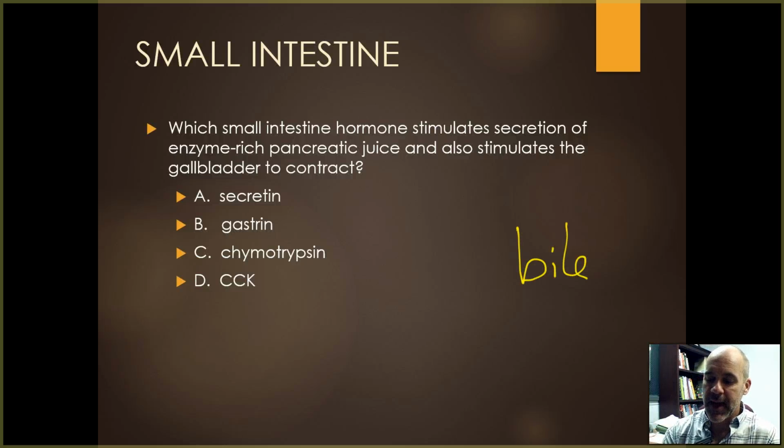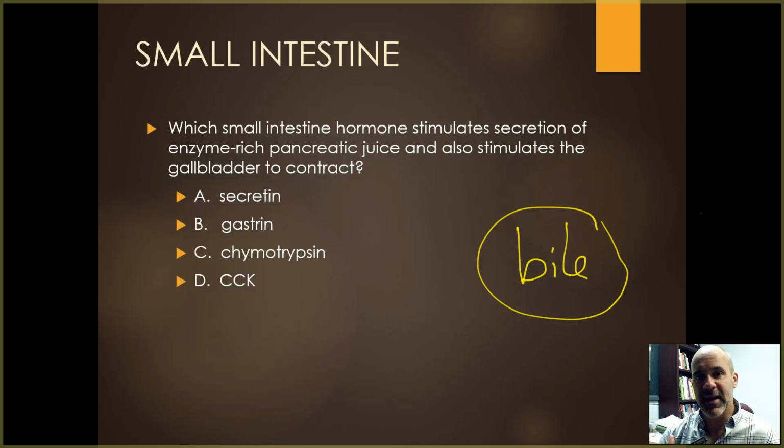Hopefully you're thinking bile. All right, so this hormone tells the pancreas, release all these enzymes for digestion, and it's also telling the gallbladder to contract, which is going to squeeze bile out of the gallbladder through the cystic duct, down into the bile duct or common bile duct, and then that's going to pass through the hepatopancreatic sphincter, the opening there, and into the duodenum.